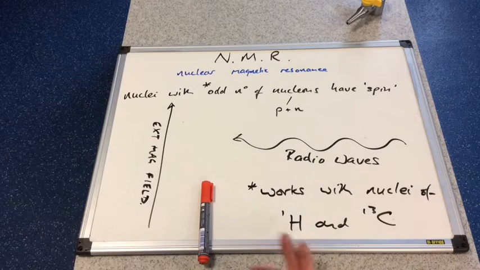and so it's going to work with these 2 nuclei. These are prevalent in organic compounds, and therefore NMR is a great analytical tool for organic molecules.